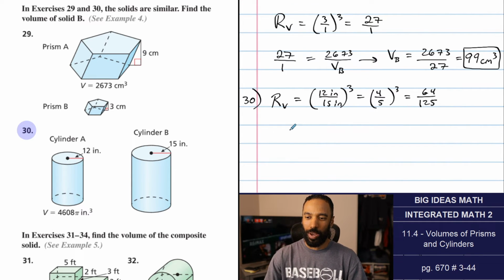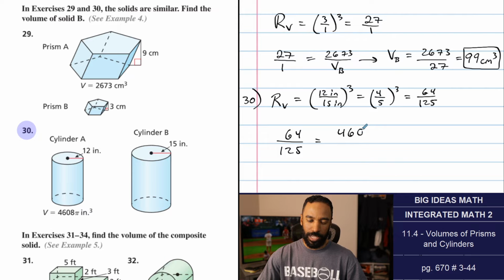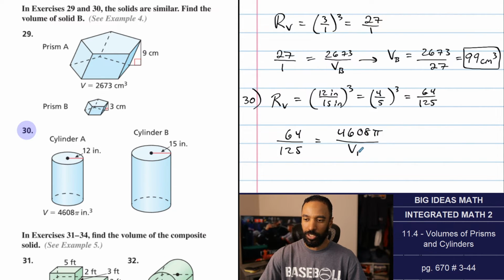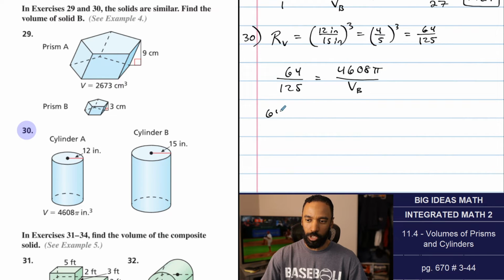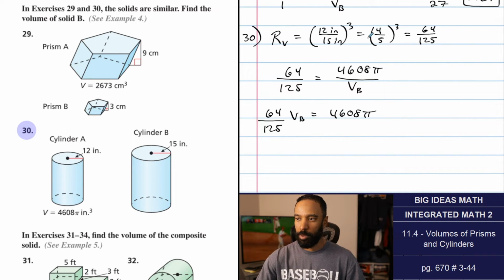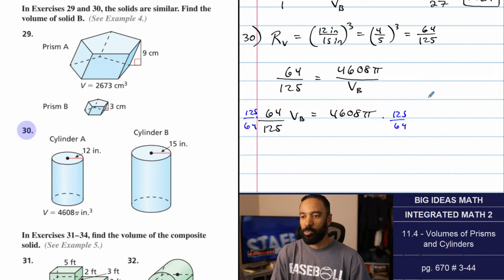So this ratio, let's set it in proportion to volume of cylinder A, 4,608 pi cubic inches over volume of cylinder B. So I will multiply this up here. I don't know how much work you need to see algebraically, but the rest is algebra. So multiply this by that, and then multiply both sides by the reciprocal, like that. I'm expecting a clean number here.